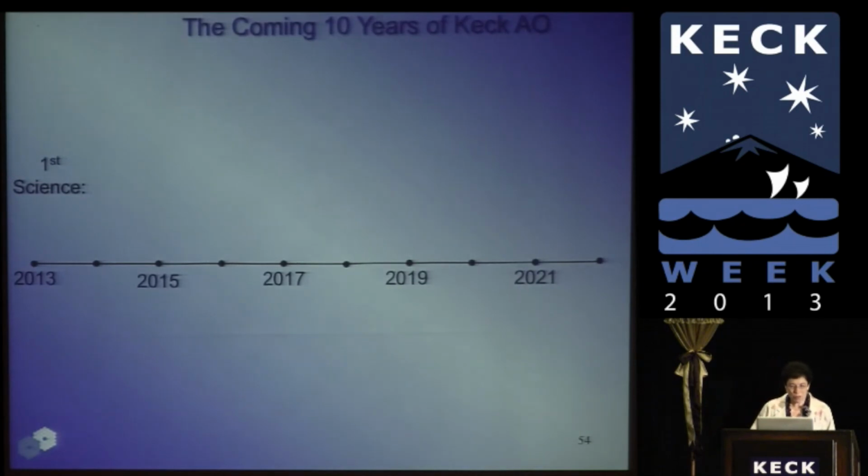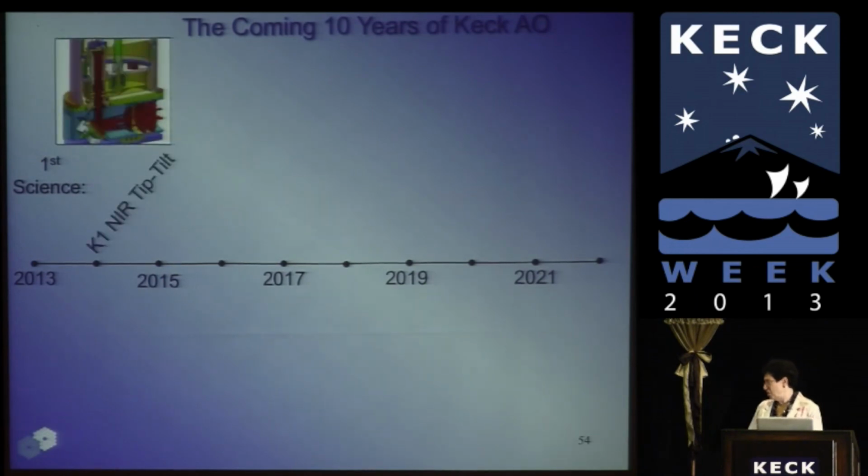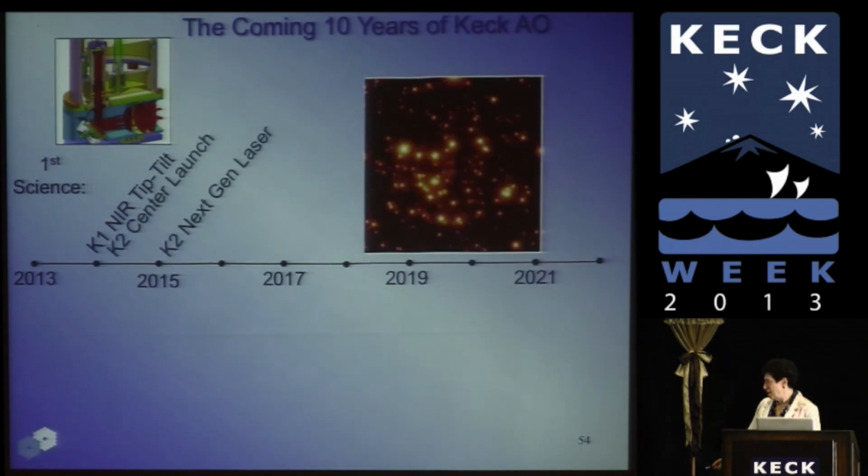So I want to finish up with talking about the next 10 years of adaptive optics at Keck. Many of these things are underway right now. The first is, as Peter said, we're going to do near-infrared tip-tilt correction, and the Caltech group and the Keck group are working on that. That's in 2014. The Keck 2 laser is going to be launched from the center of the telescope instead of from the side, which is a significant improvement. A next-generation laser is coming to Keck 2.